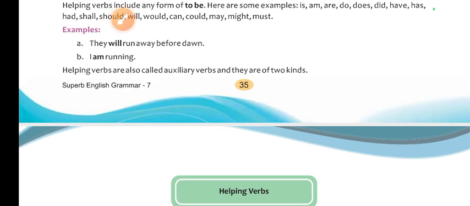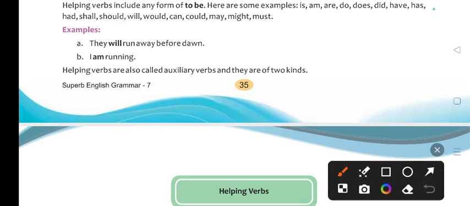For example, they will run away before dawn. So what is will? Will is a helping verb. I am running. So what is am?